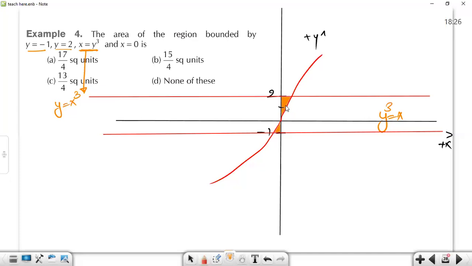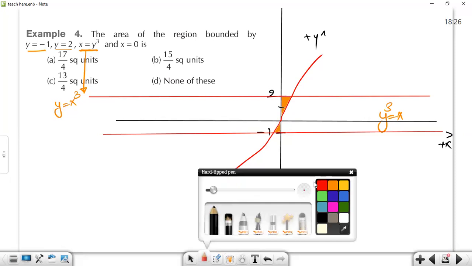Now we cannot double here because the area here is larger and here is smaller, because we have different lines, y equals -1 and y equals 2. That's why. So now we have to find out both these areas. Right? Are you with me? Any confusion?